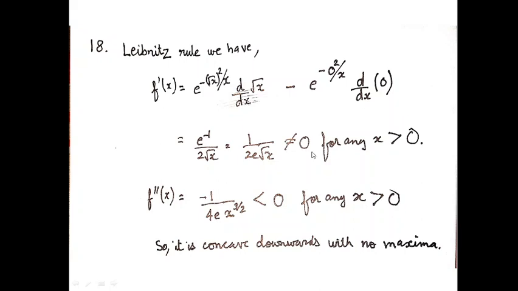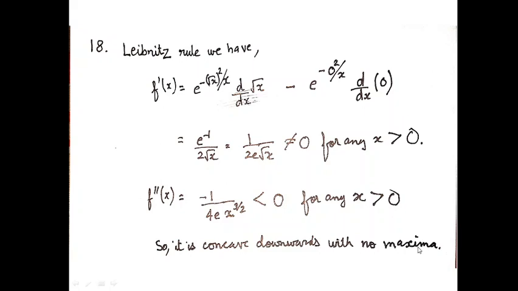So f dash x is not 0, meaning there is no maxima, there is no minima. Okay, now f double dash x, concavity we have to see. So we'll differentiate it, and we'll see that for every x greater than 0 this is negative, so it is always concave downwards, and from the first condition it has no maxima or minima.